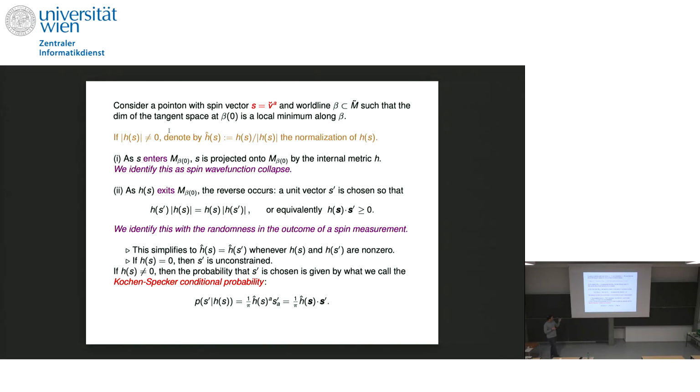And if H of S is non-zero, so S doesn't project to the zero vector, then the probability that S prime is chosen is given by what we call the Kochen-Specker conditional probability. And this is going to reproduce the Born rule for spin wave function collapse. It's given by the dot product of the normalized projection of S with S prime.